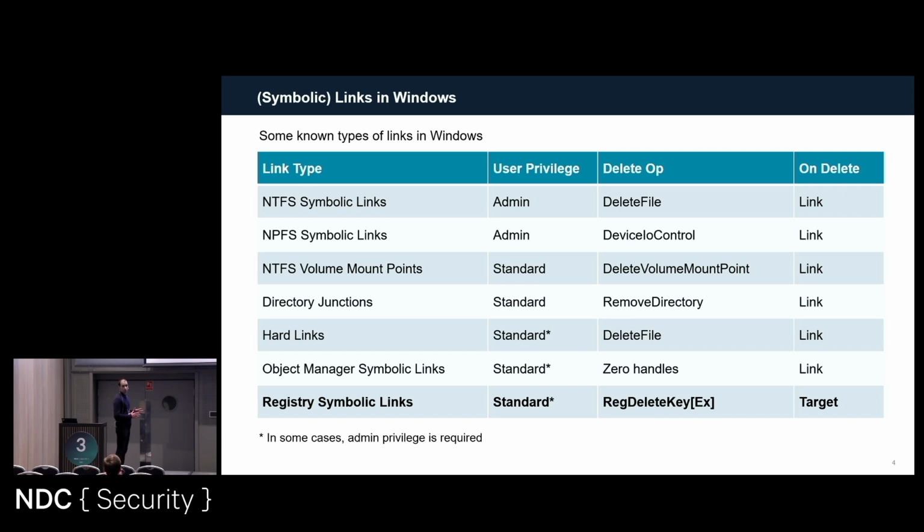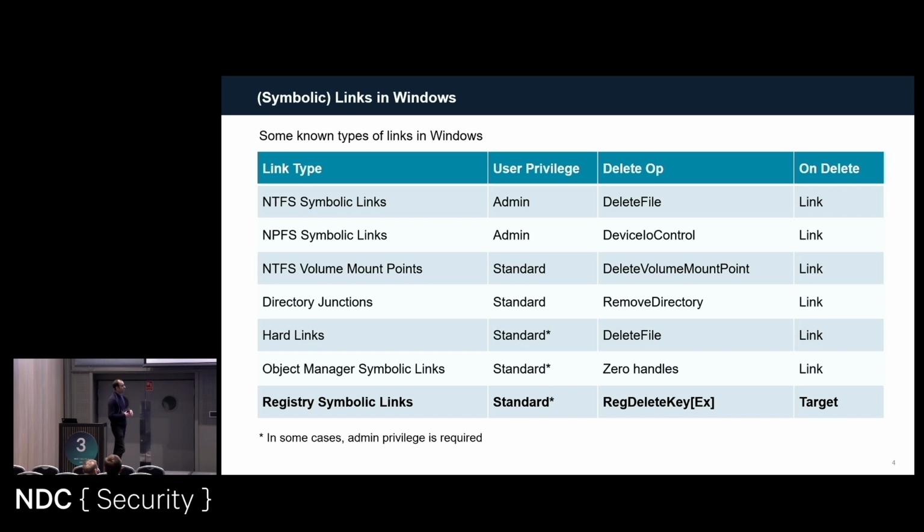Now, Windows supports several types of symbolic links or links in general. So, for example, at the NTFS file system level, we have the NTFS symbolic links. For those, you need to be an admin or authorized by an admin to be able to create such a link. And if you try to delete such a link using any documented Win32 API, like the DeleteFile API, then only the link itself will be deleted and not the target, which is probably the behavior that you would be expecting. If you are reading and writing through a link, you would be expecting to read and write on the target. But when you are deleting, you expect to delete the link itself and not the target, at least in the default behavior.